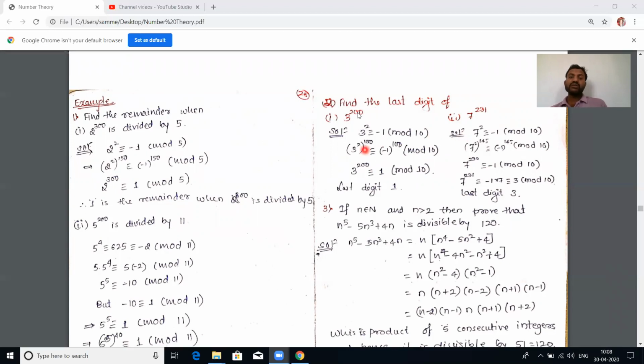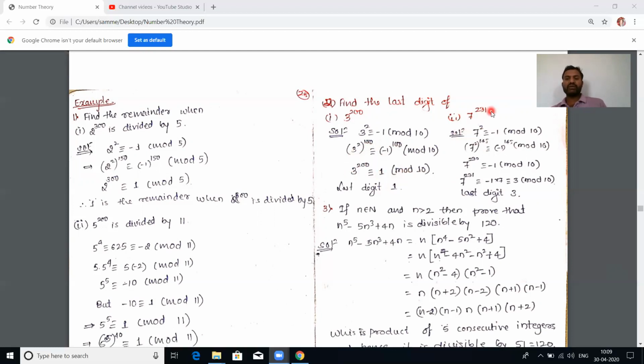So what we will do here, 3 raised to 200 is there. Modulo 10 we will take, means we will divide by 10 here. So first of all, I will take 3 square. 3 square is 9. 9 is congruent to minus 1 mod 10. Raising power 100 on both sides because we need 200 here. We're getting 3 raised to 200 is congruent to minus 1 raised to 100, which is plus 1. So 3 raised to 200 is congruent to 1 mod 10. So therefore the last digit in the number 3 raised to 200 is 1. Whatever remainder is here, that is our last digit. Next, similar.